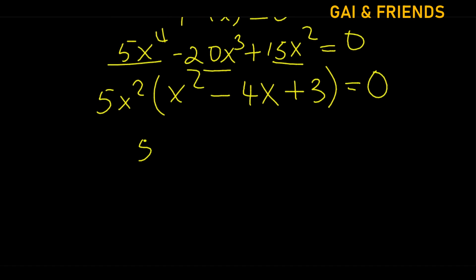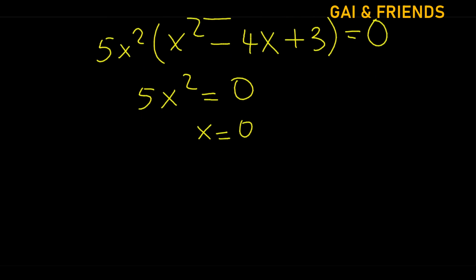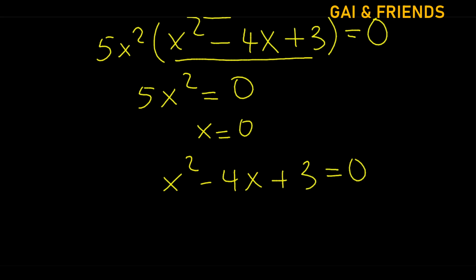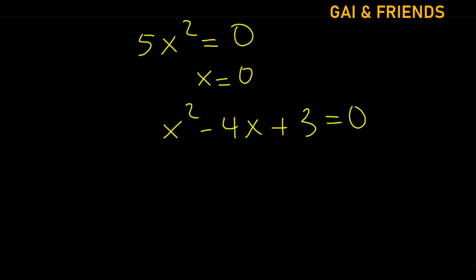So 5x squared is going to be 0, and that implies that x is 0. And then we have a whole quadratic equation inside the brackets. We're going to equate the whole thing to 0 and find the points. So what are the factors of 3 that add up to -4? It is -1 and -3.